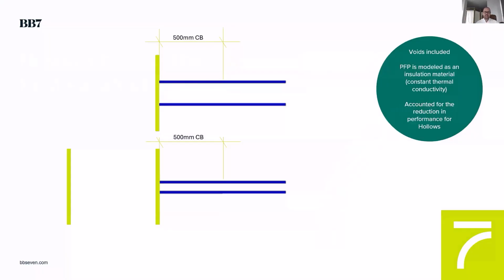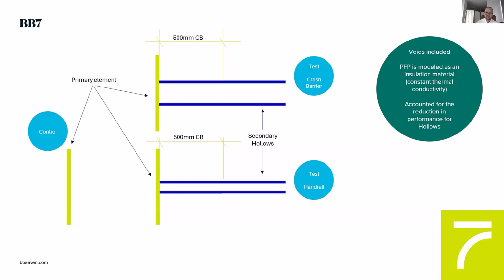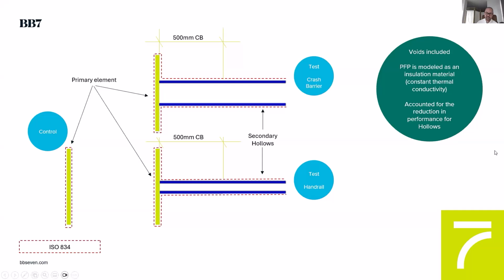What we did was we wanted to get the void constraint back into the model, and we created a simple 2D model where effectively we had a control element, a test crash barrier, a test handrail. We had primary elements, which are just emulated as plates here, a protected plate, and then the secondary hollows. You can see the crash barrier was slightly wider than the handrail. In this instance, we implicitly modeled the intumescent coating around the profile of 500 millimeters. We then added the FISO curve to the outside and applied the void constraint.